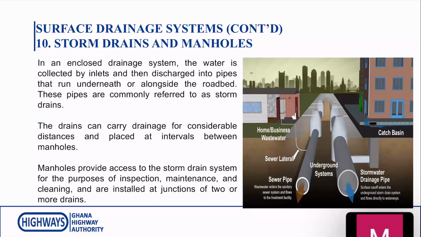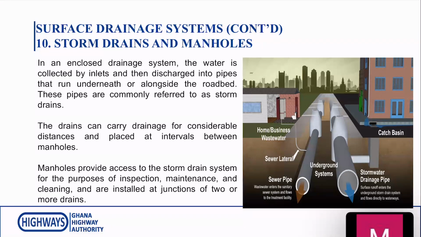The next one is storm drains and manholes. Normally, in an enclosed drainage system, the water is collected by inlets and then discharged into pipes that run underneath or alongside the roadbed. These pipes are commonly referred to as storm drains and are usually installed in urban areas. The drains can carry drainage for considerable distances and are usually straight sections at a uniform grade placed at intervals between manholes.